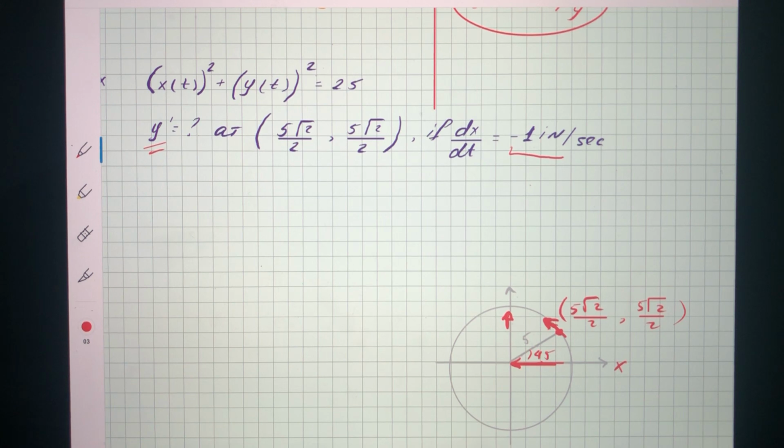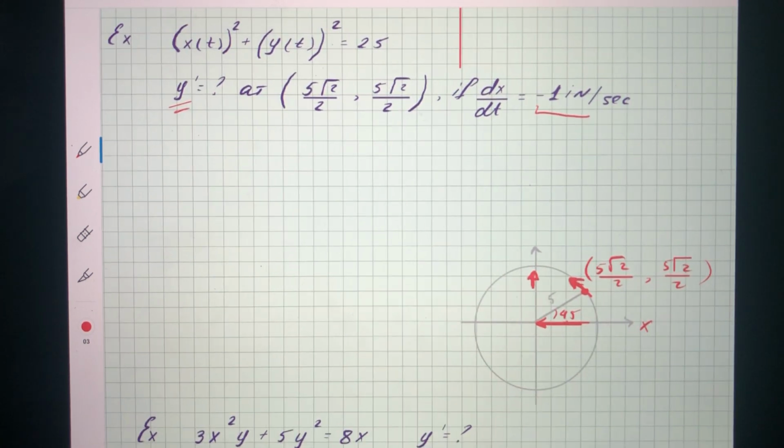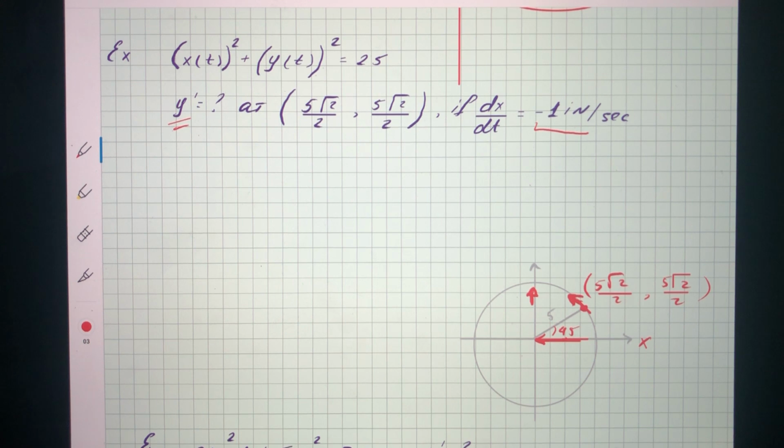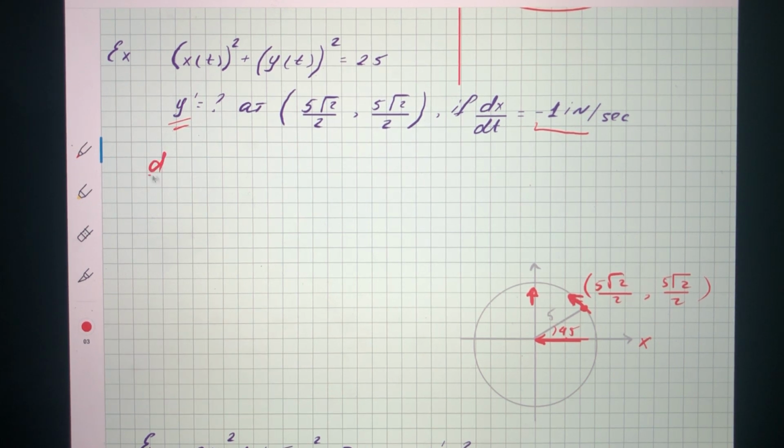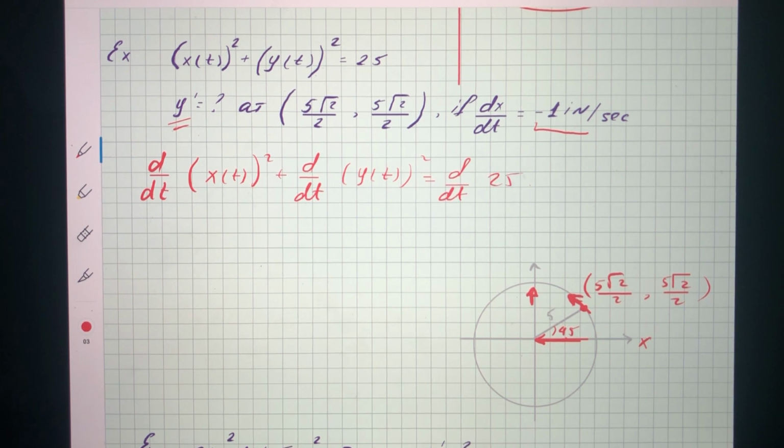So let's use the Leibniz notation to do this. So this time we take a derivative with respect to time. So we apply d/dt, the derivative with respect to time, to the function x of t squared, plus d/dt to the function y of t squared, and then d/dt to the 25.